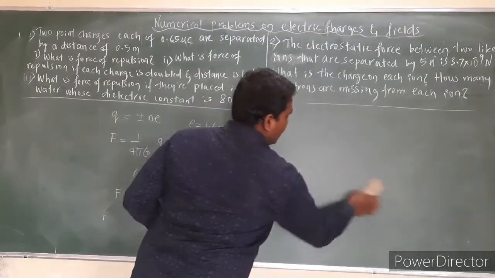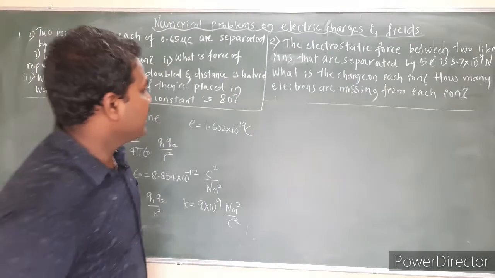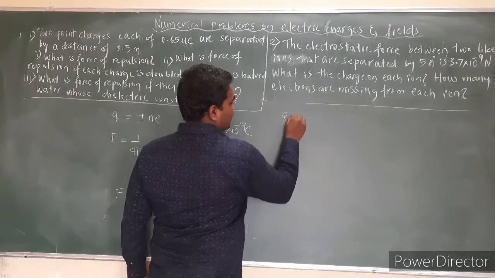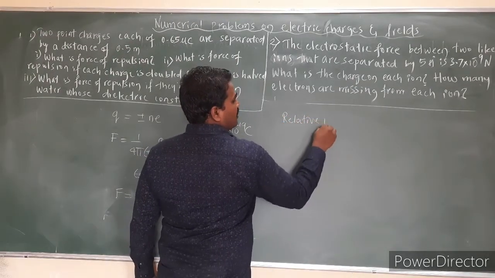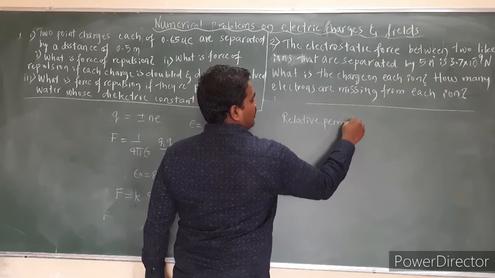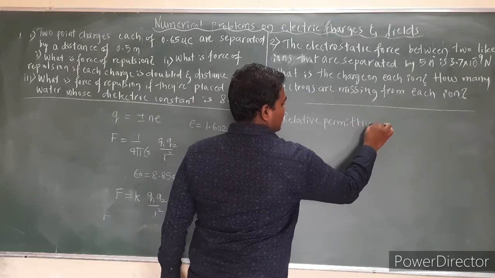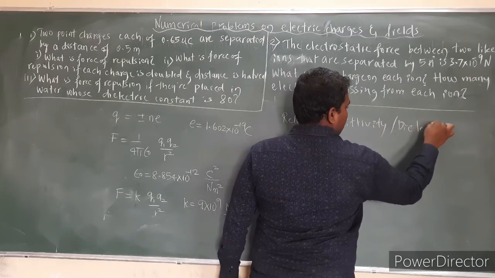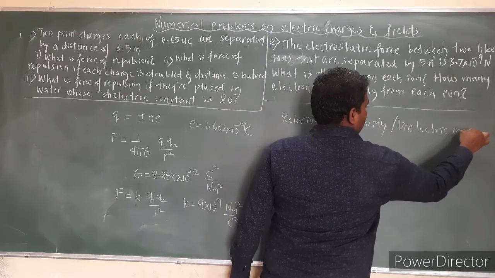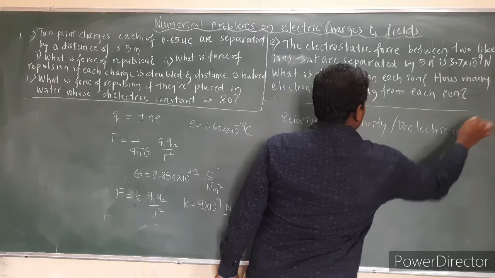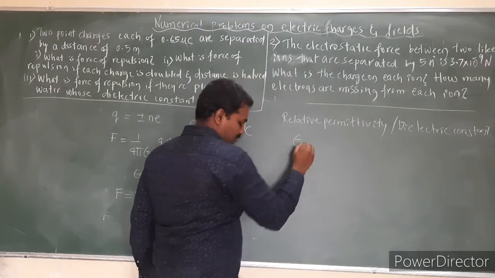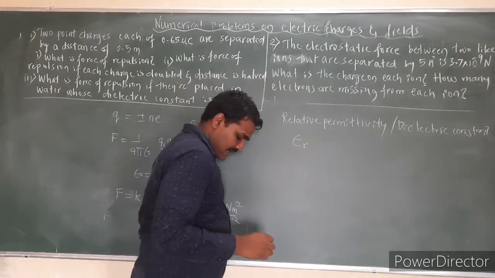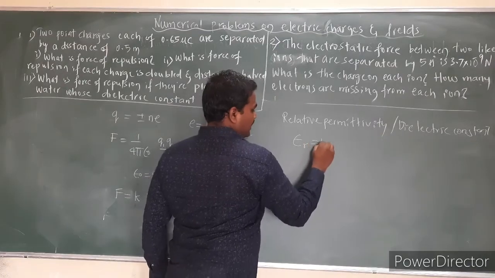Then we have something called relative permittivity. I write it as relative permittivity. We have another term for this. It is also called dielectric constant. And we know this relative permittivity, epsilon r, can also be written as capital K.